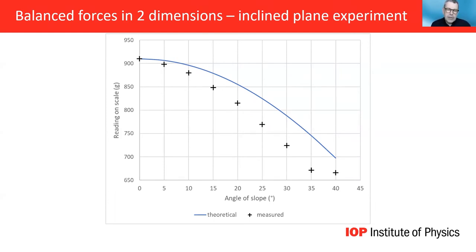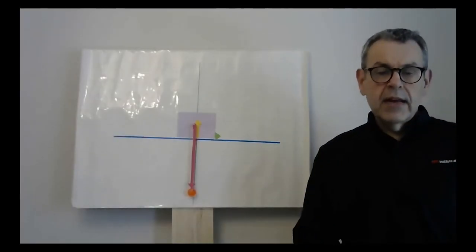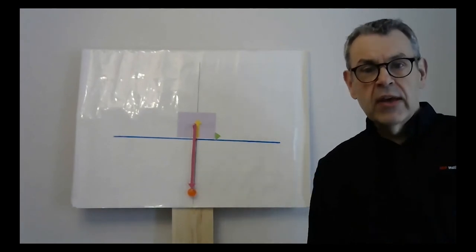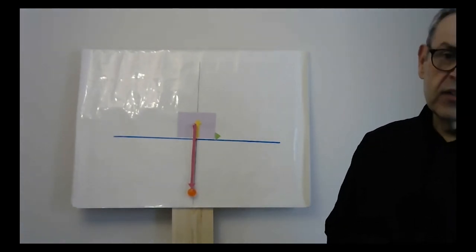We can't escape the fact that the experimental data and a theoretical model aren't the same, and that in itself makes for a good activity with your students to consider what the source of that is. But experience tells us that the more securely you can both attach the scales to the ramp and the weight to the scales, then those points get closer and closer to the theoretical model. So now what we're going to do is just have a look at the way in which the forces change as the slope changes angle.